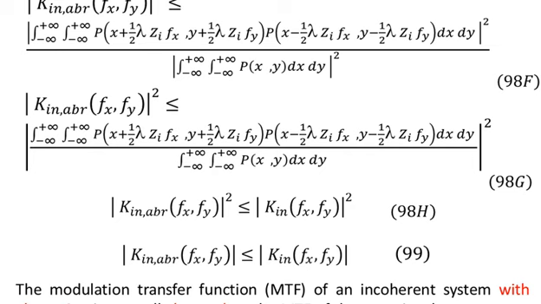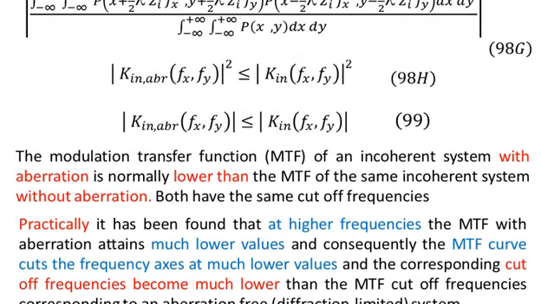We can omit the absolute square and the square values on both sides of equation 98H, and simply write that the absolute value of the incoherent transfer function with aberration is less than or equal to the absolute value of the incoherent transfer function without aberration, as given in equation 99. We cannot omit the absolute value on the left-hand side, because the quantity may be negative due to the aberrations. If we omit the absolute sign on the right-hand side, without aberration, that would not matter.